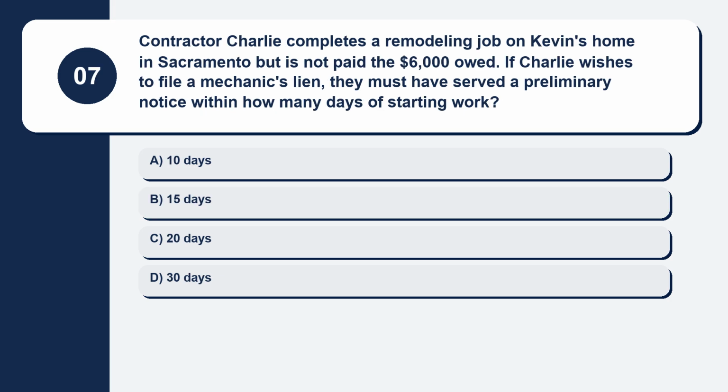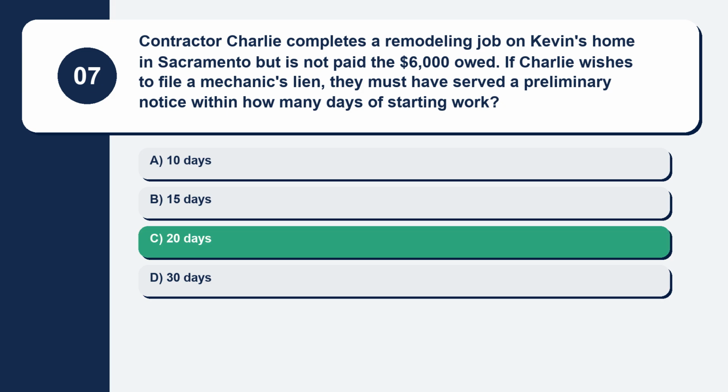Question 7. Contractor Charlie completes a remodeling job on Kevin's home in Sacramento but is not paid the $6,000 owed. If Charlie wishes to file a mechanic's lien, they must have served a preliminary notice within how many days of starting work? Here are your options. Option A, 10 days. Option B, 15 days. Option C, 20 days. Option D, 30 days. The correct answer is option C, 20 days.